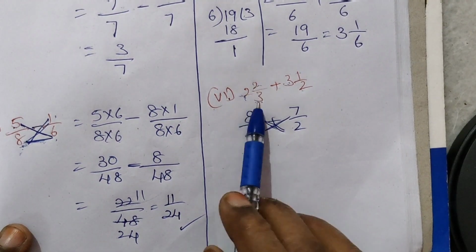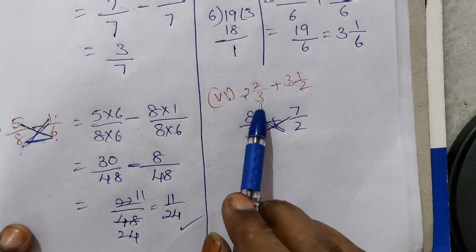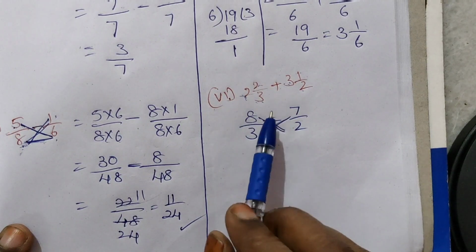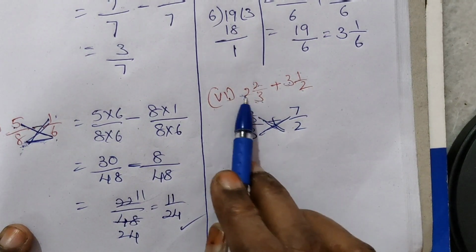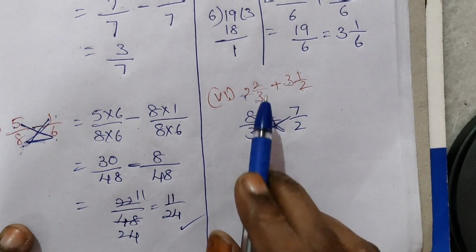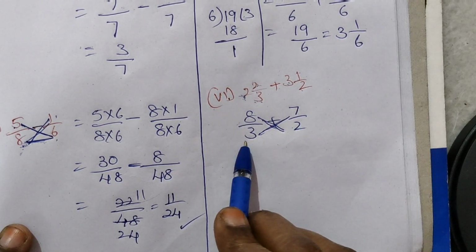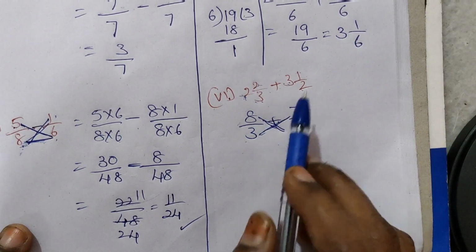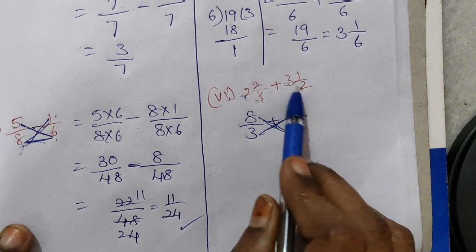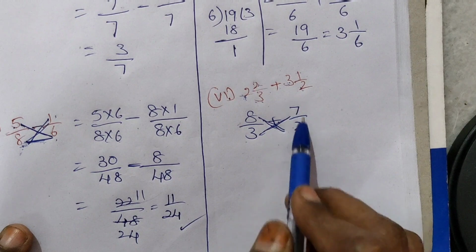Next question is 2 2 by 3 plus 3 1 by 2. First, I will convert them into improper fractions. Multiply these two numbers, 3 2's 6. 6 plus 2, 8. 8 by 3 I am writing. Next one plus, I am keeping here. And 3 2's, this 2 multiply. 3 2's 6, 6 plus 1, 7 by 2.